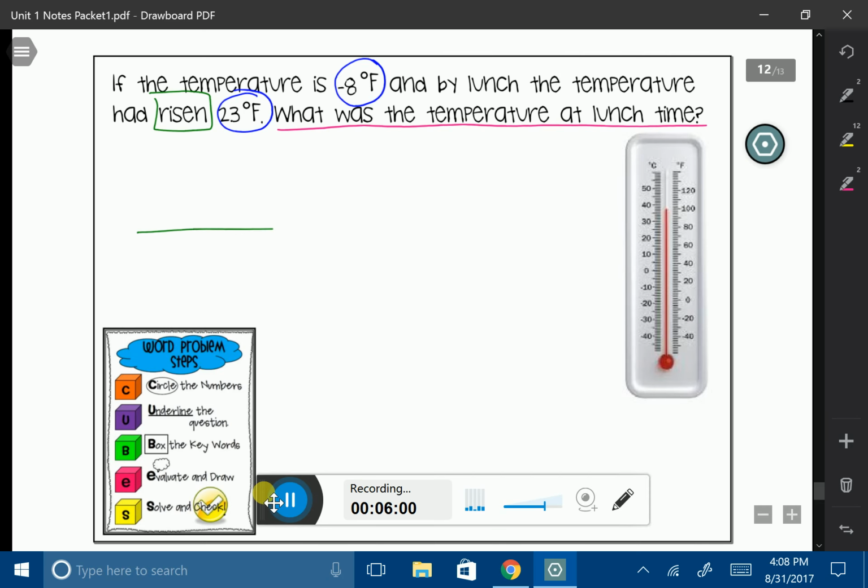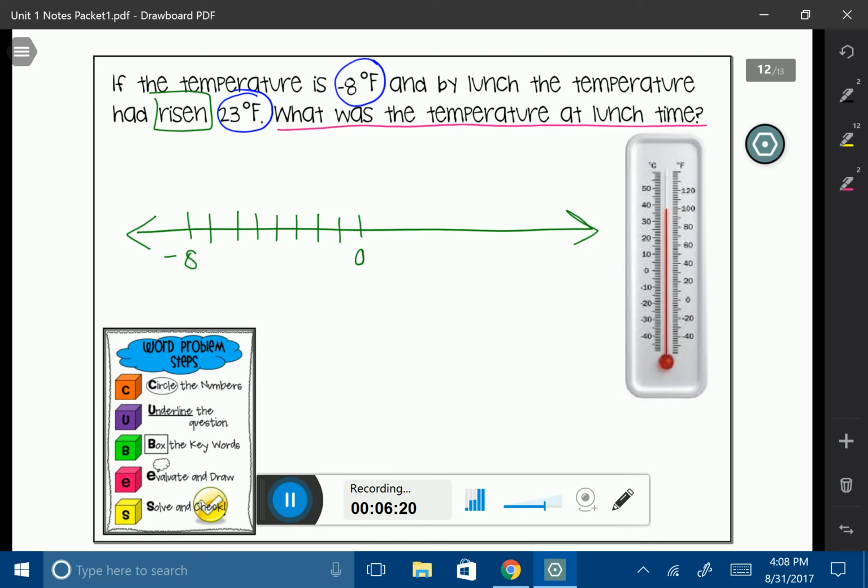Or if you think about a thermometer placed on its side, doesn't it look like a number line? So let's say that this is our number line. And this is negative 8. This is the temperature at the beginning. And we're going to rise 23 degrees. So I'm going to go ahead and draw out the rest of my number line.